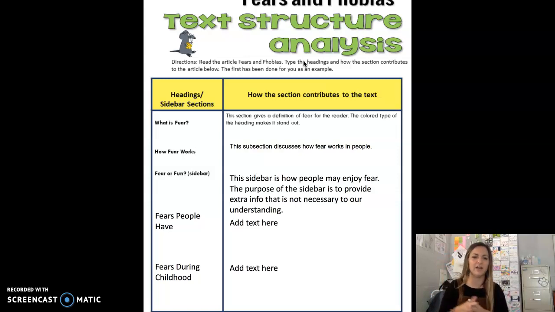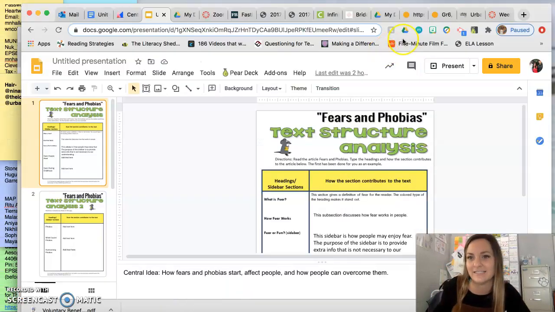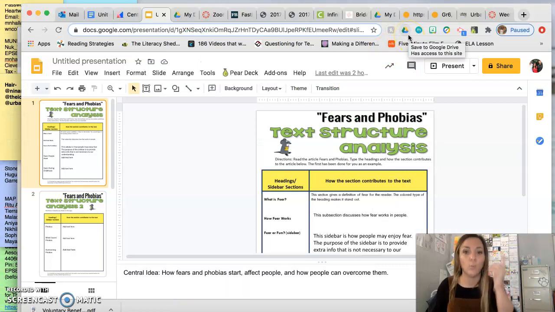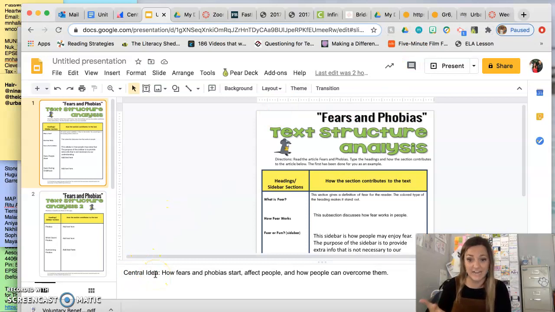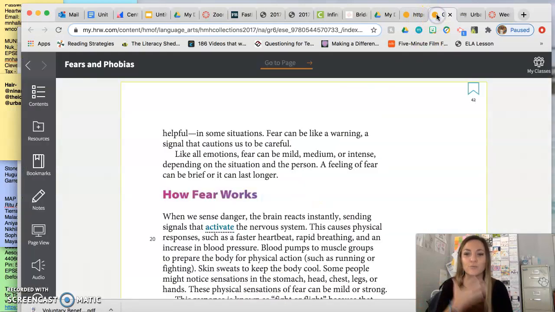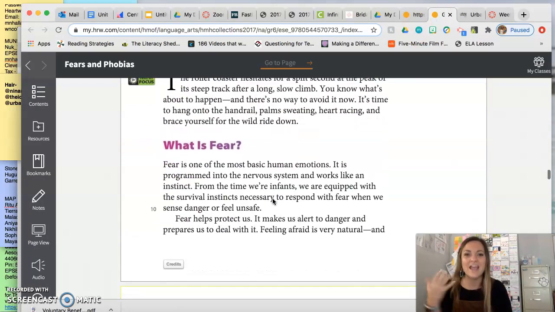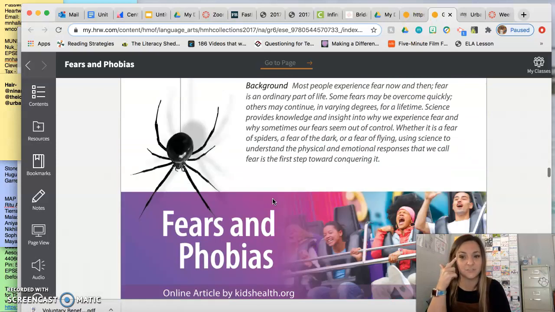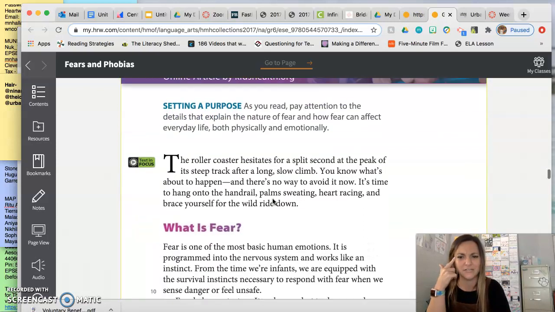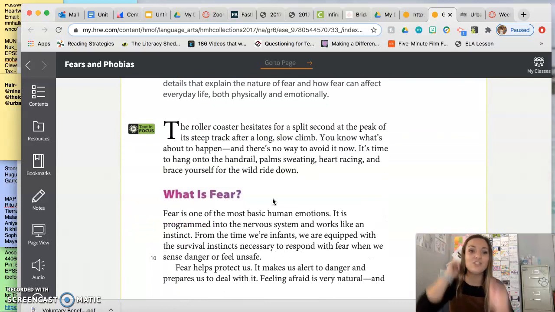It says, what is fear? I have to go back and look at that subsection and think, what is my central idea of the text? If you see on my screen, the central idea for this text was how fears and phobias start, how they affect people, and how people can overcome them. So I need to reread this section. If I read smartly, I'm a language arts teacher, I should know that the first topic sentence is going to give me enough information after my rereading to know what occurred in that part of the text.